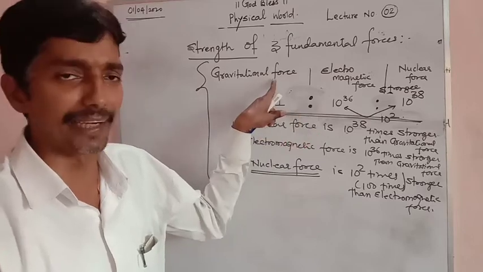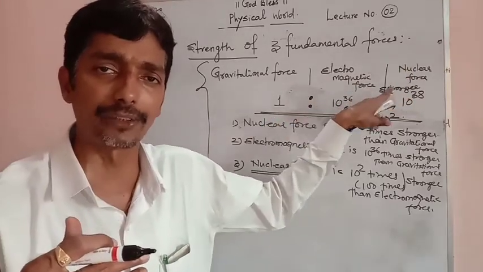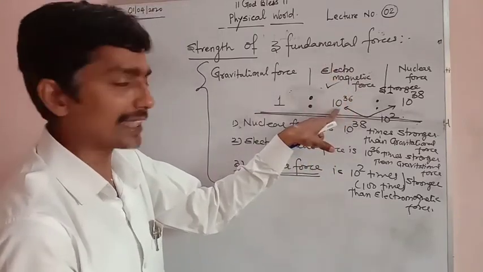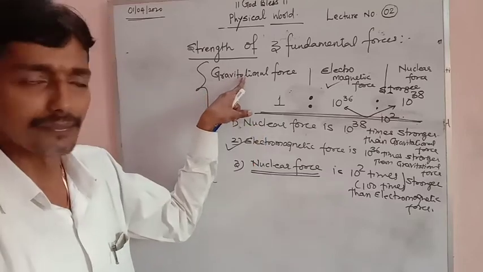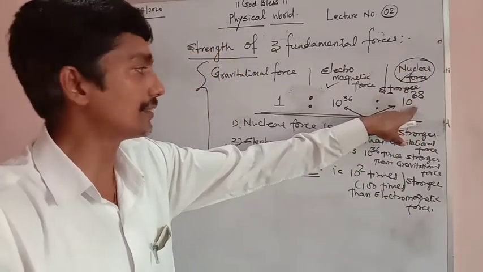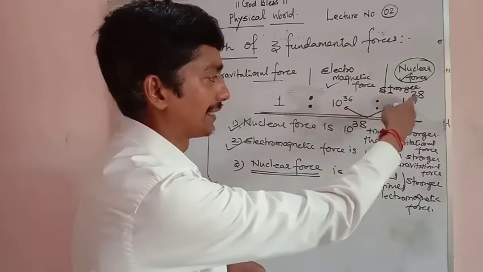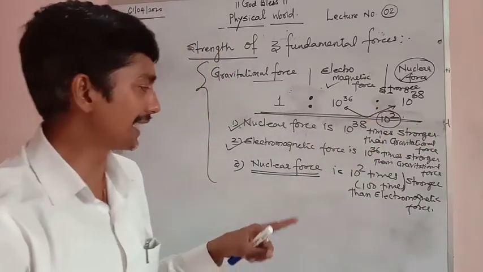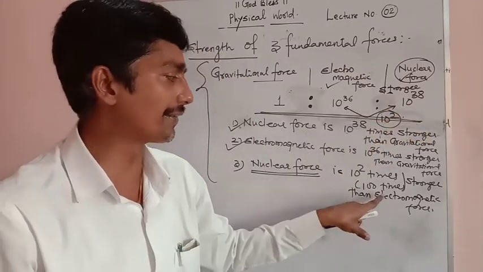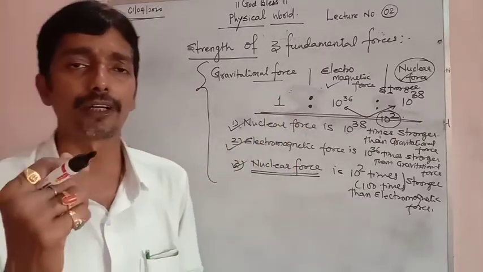So what is the strength ratio? If gravitational force ratio, electromagnetic force ratio, nuclear force is written, then the answer is 1 ratio 10 power 36 ratio 10 power 38. What is the meaning of this? The electromagnetic force is 10 power 36 times stronger than gravitational force. Nuclear force is 10 power 38 times stronger than gravitational force. And among nuclear and electromagnetic, you can see here it is 36, here 38, there is a difference of 10 power 2. So of course nuclear force is the strongest, and we studied that also. Nuclear force is 100 times, or 10 power 2 times, stronger than the electromagnetic force. So this is the whole relation between all the 3 forces in terms of their strength.